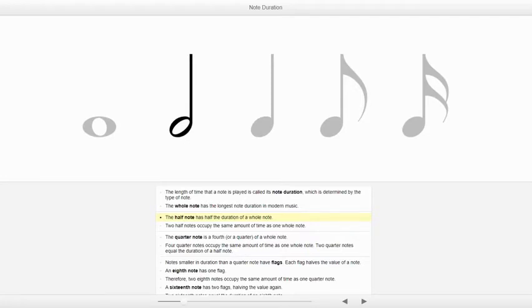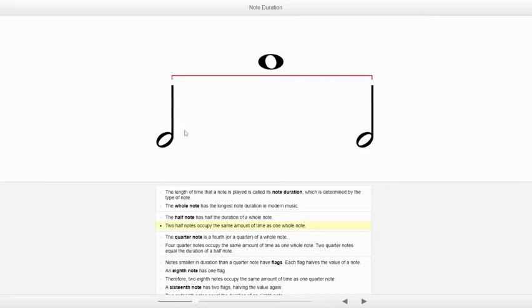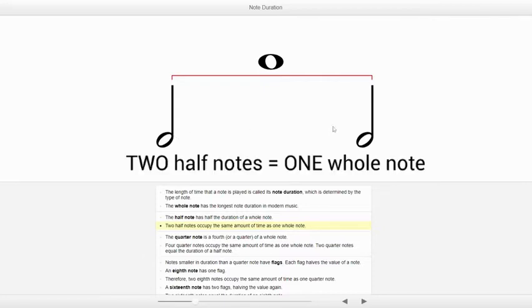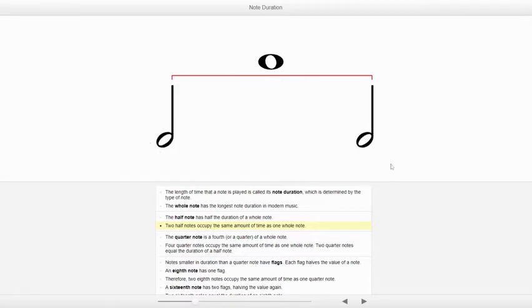2 counts. What we can also do is take 2 half notes and fit them into the space of 1 whole note. So remember, 2 half notes is the same as 1 whole note because we have 2 beats, and that equals our 4 beats. 2 plus 2, 4. All right.